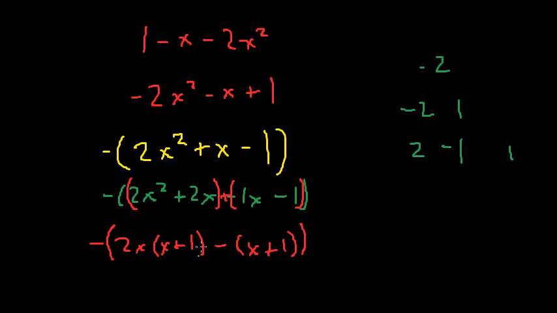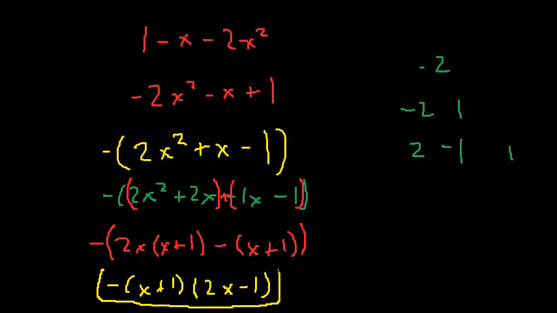So here I have a common factor of x plus 1. So I pull that out. And that leaves me with 2x minus 1. Again, my common factor of negative is out front. So negative x plus 1 times 2x minus 1. And that is my factorization of this original trinomial.